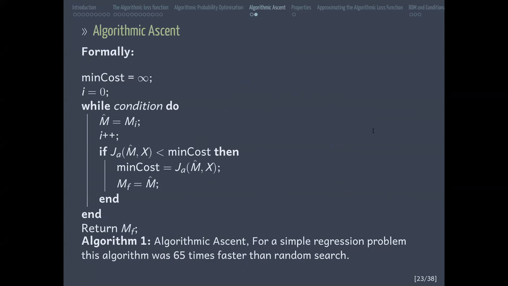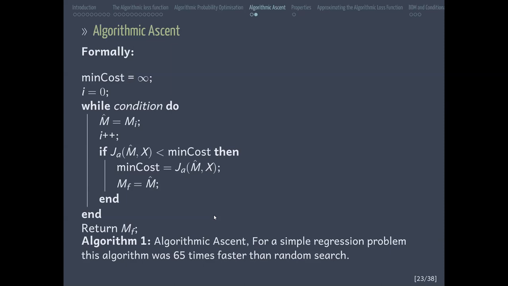So here is how the algorithm looks formally. We start with the first model, which is the less complex one. And then we're going to iterate over all the models one by one, measuring the cost incurred. And when we meet a condition, which is normally when the cost is smaller than a chosen parameter, then we keep the model that produced this small cost.